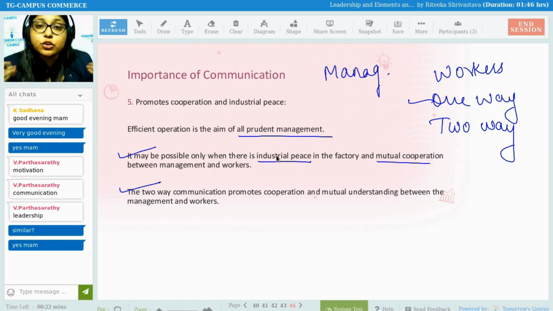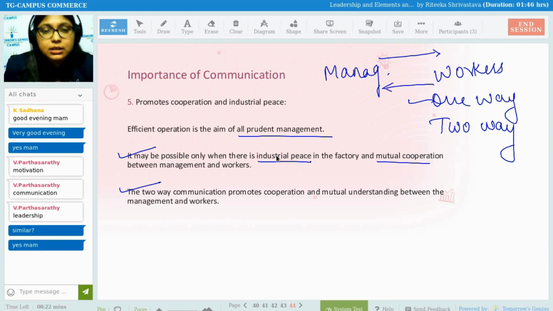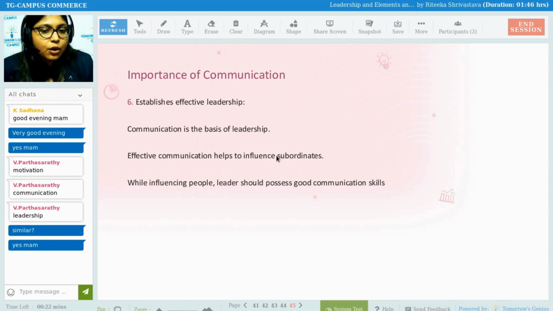So in the organization also, there should always be two-way communication. Management should communicate with workers, as well as workers should communicate with the managers. Then only there will be proper cooperation, peace, and good working conditions inside the organization. Then it establishes effective leadership.